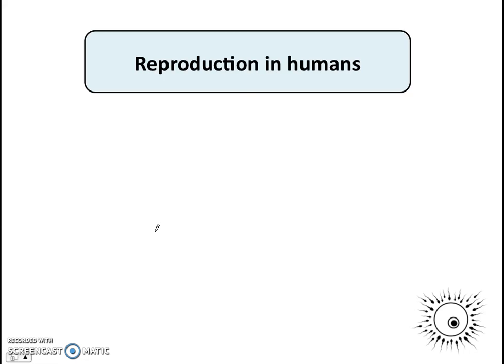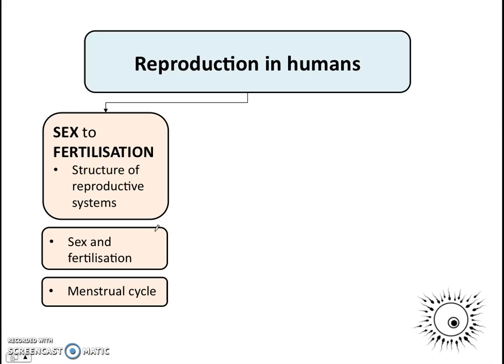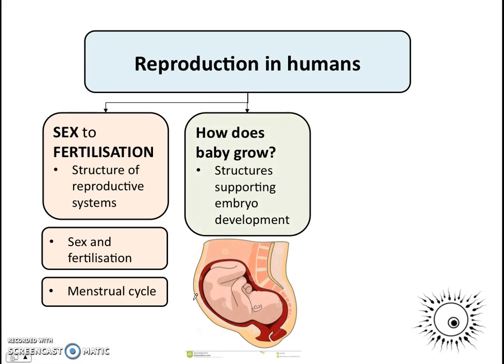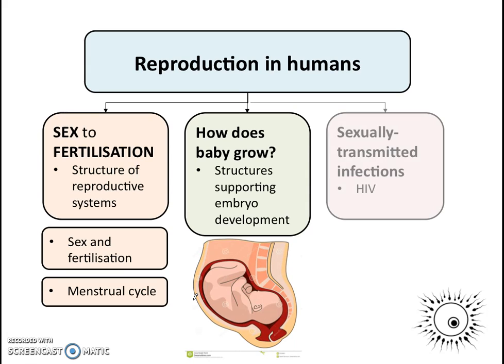The first part, we're going to look at the act of sexual intercourse all the way to the stage of fertilization. So we're going to look at the structure of the male and female reproductive systems, talk about fertilization, and then we're going to also talk about the menstrual cycle. Next, we're going to talk about how the baby grows, how does the embryo develop, and what are the structures that support that. And finally, we'll give a bit of time to sexually transmitted infections, such as HIV. And before you know it, you'll be an expert in sex, or a sexpert. Well, anyway, let's get going.